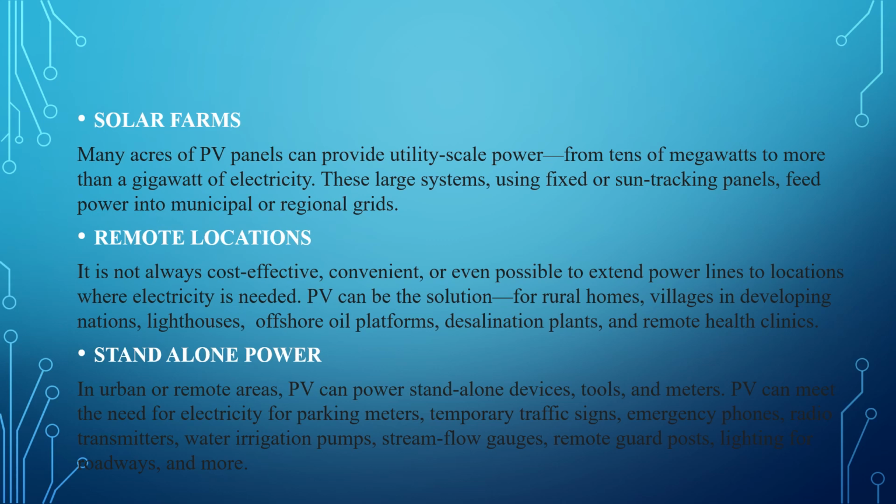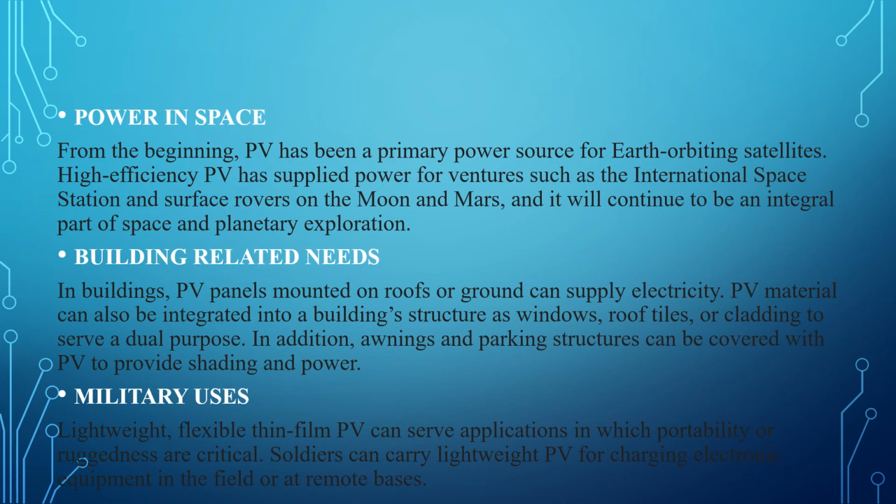And then next moving to the power in space part. From the beginning, PV has been a primary power source for Earth-orbiting satellites. High efficiency photovoltaic has supplied power for ventures such as the International Space Station and surface rovers on the Moon and Mars, and it will continue to be an integral part of space and planetary exploration.